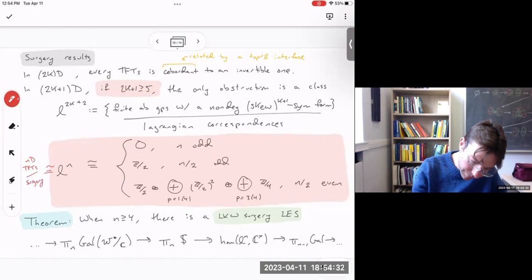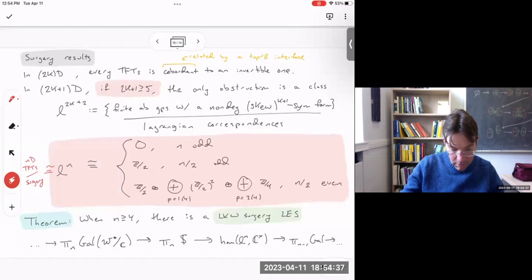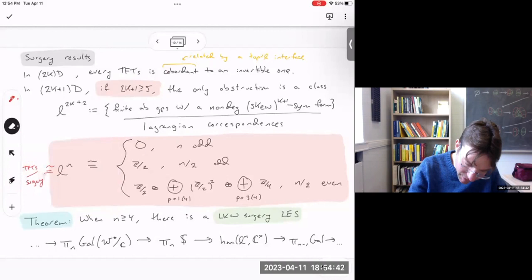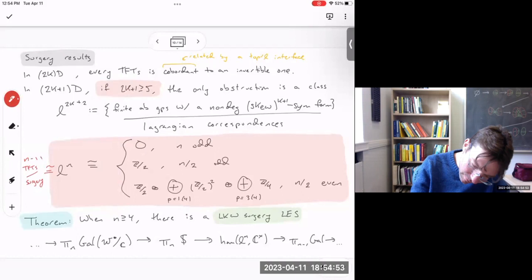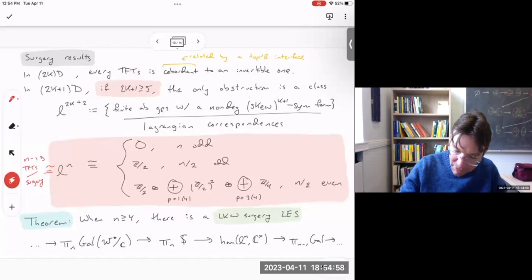Which was the group I wanted to calculate originally. These are n plus 1 d, n minus 1 d field theories up to surgery. I have to think about a dimension. So this was the group I want, up to sort of indexing, this is the group I want to classify.